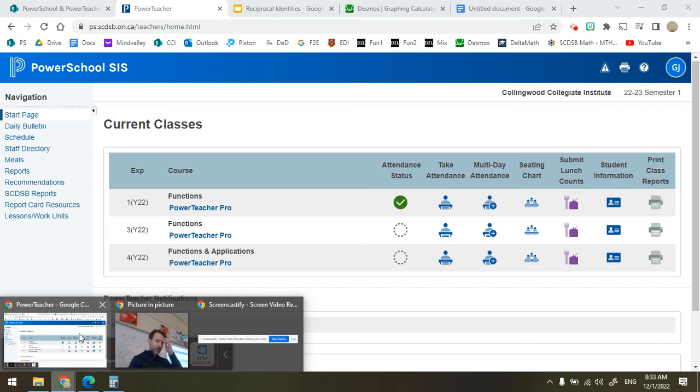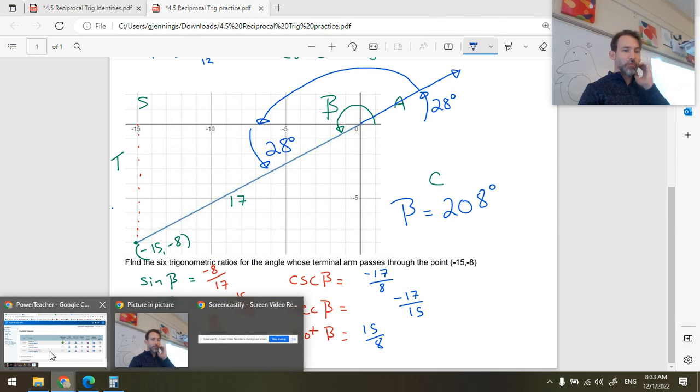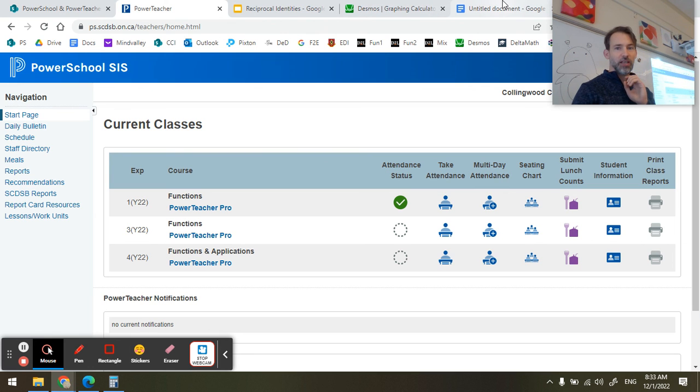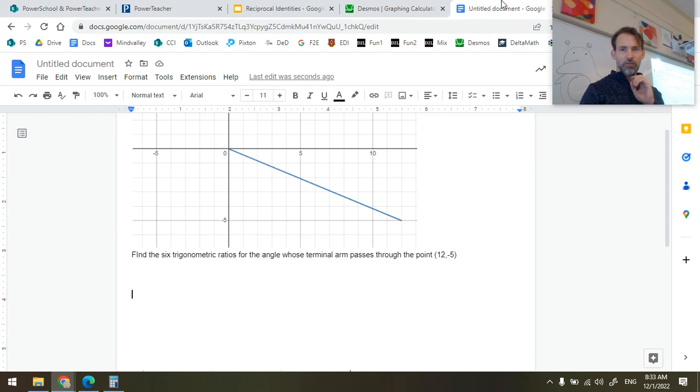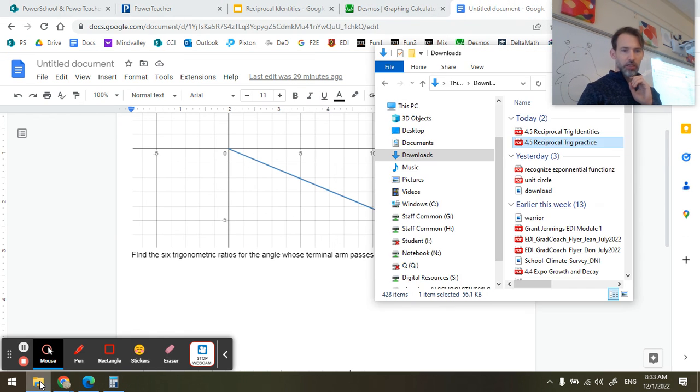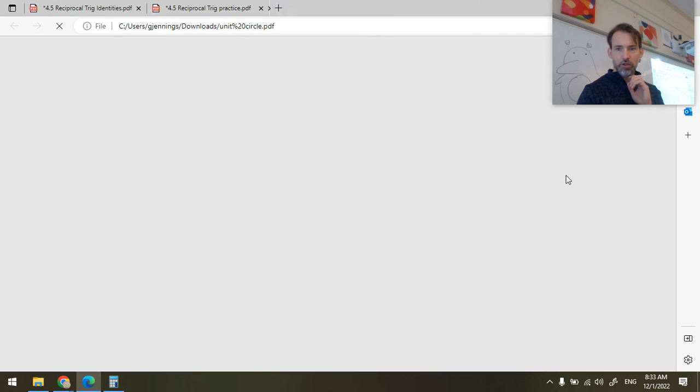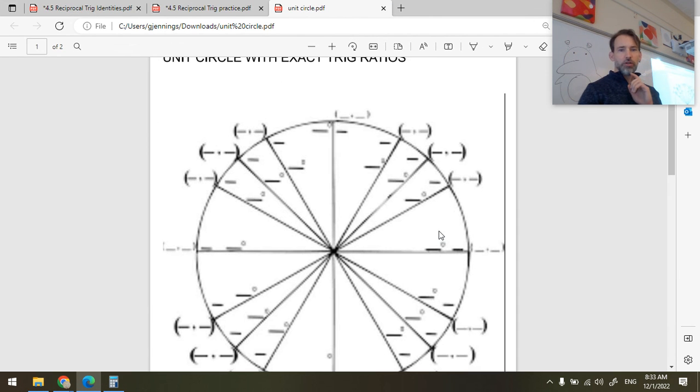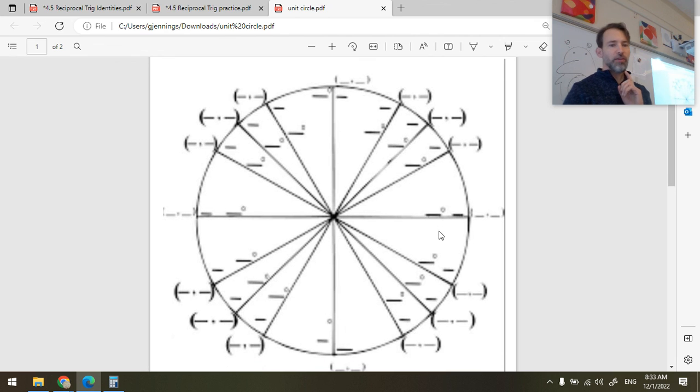Oh, right. Yeah, so let's take a look at the unit circle. The unit circle is something that you can fill in. I have a handout of it. Let me open it. So it is here, unit circle. This is for your reference, and you can fill this in with all the different values of the unit circle.